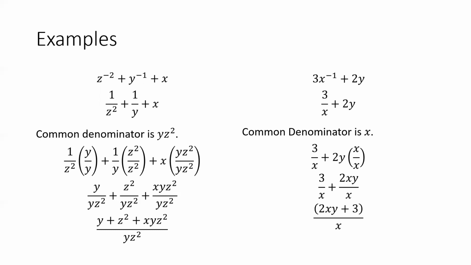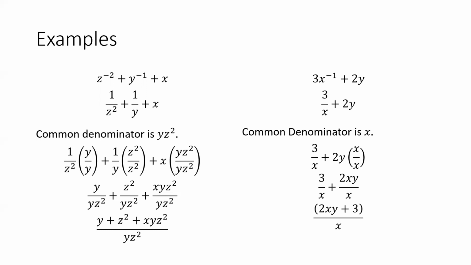The common denominator between z squared, y, and 1 is yz squared. Everybody understand that common denominator there? Mark? Yep. Rosie? Yep. Okay, good. Bella's nodding also. So yz squared is the denominator. 1 over z squared is missing a y. So we need to multiply it by y over y.